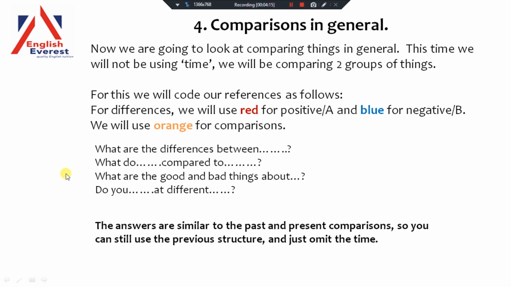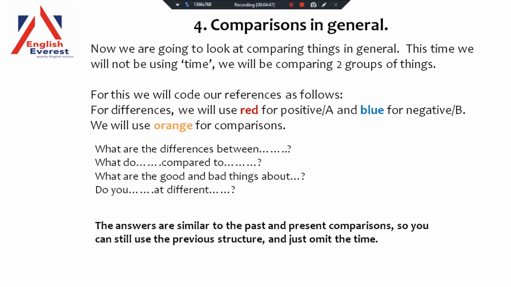We also look at comparisons in general. It's the same thing, but without time. So for here, we're going to use red for positive comments or group A, blue for negative comments or group B. You could be comparing two things. There might not be a positive or a negative. A could be one kind of thing, B could be another kind. So it depends on the question. And again, we'll still use orange for comparisons.